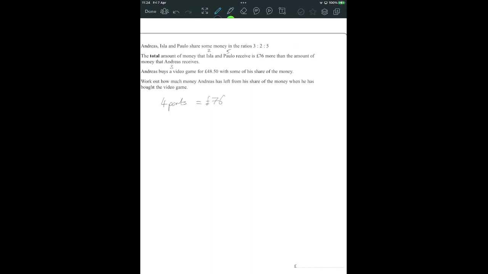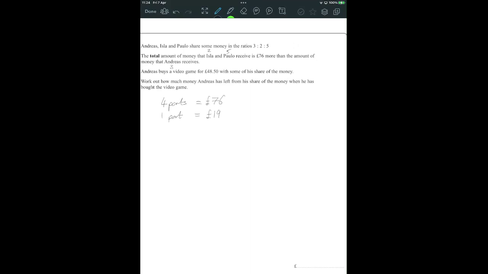Well, that can work out what 1 part is. I haven't even read the rest of the question yet, but I'm going to work out what 1 part is in preparation. 1 part, therefore, is £19. Reading the next question, Andreas buys a video game for £46.50. Work out how much money Andreas has left from his share.